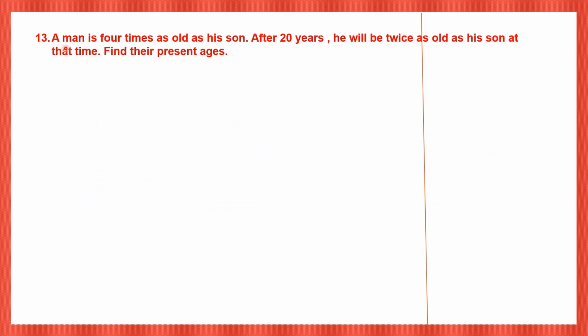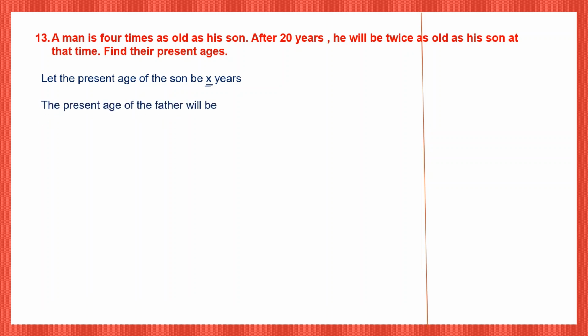Question 13. A man is 4 times as old as his son. After 20 years, he will be twice as old as his son at that time. Now find their present ages. So after 20 years, it's going to be something else, but we need to find their present ages. So let's begin. The first step is, let the present age of the son be x years. So we're going to take the son's age as x years.